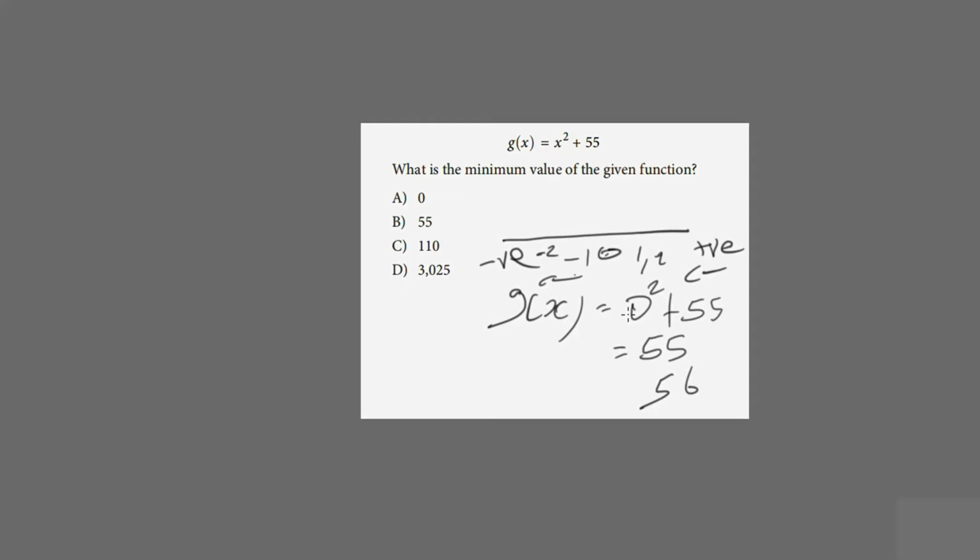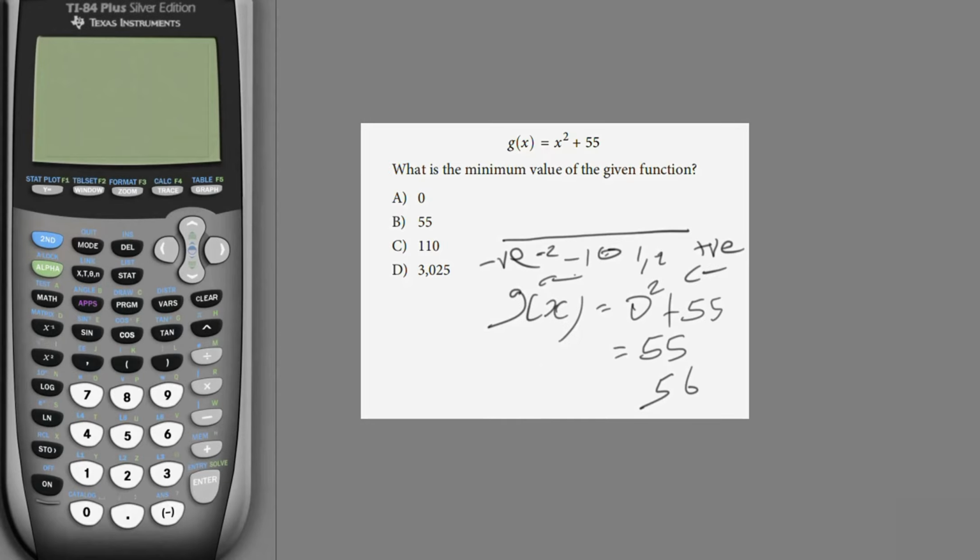When the value of x is 3, you get a higher value. So this shows us that the right answer to this question is option B, 55. What is the minimum value of the given function? The minimum value is 55 when the value of x is 0. So we don't need the calculator to solve this.